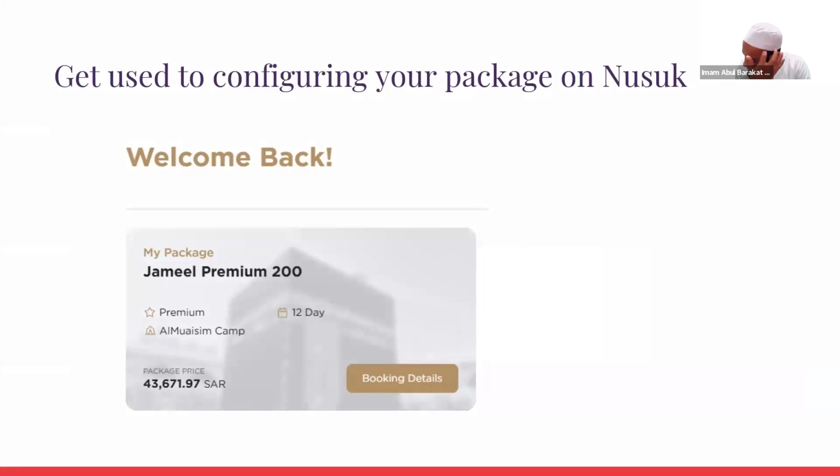So, brothers and sisters, we need to get used to configuring our package on Nusuk. At the end of configuring a package, this is how your dashboard should look. It should say my package, Jameel Premium 200, 12 days package, and the amount that I need to pay. If it's just me, this is how much it's costing me. If there's two people, it'll be around 87,000 riyals, and so on. So that is your total figure that you need to top up for the day. This is something important that you do, inshallah ta'ala, in the next coming days.